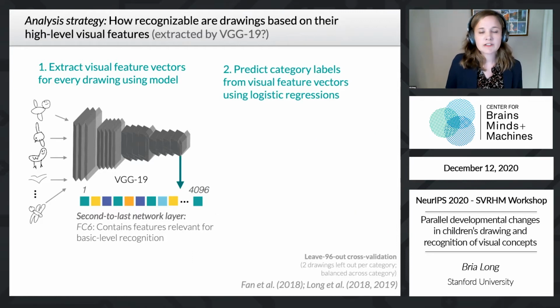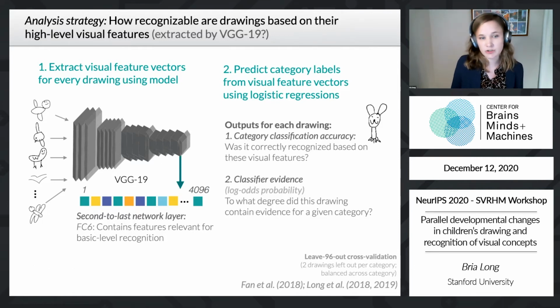So these logistic regressions are going to give us two different metrics. They'll assign two outputs for each drawing. First, a binary decision, or category classification accuracy, indicating whether this drawing was correctly recognized based on these visual features. Did it tell that this drawing was actually of a rabbit? The second one is classifier evidence for each of the categories in the data set, reflecting the degree to which a particular drawing contained evidence for another category. For example, to what degree did this rabbit look like a rabbit or even a bird or a house?